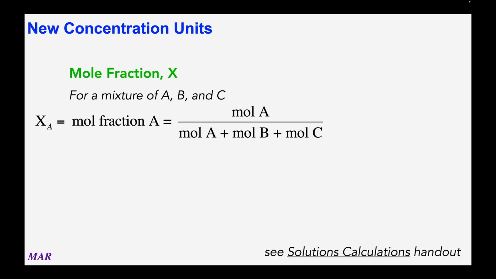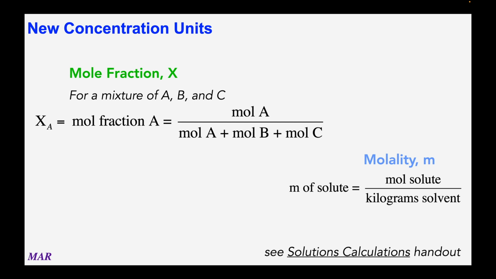The first of our new concentration units is called mole fraction. And mole fraction, for example, if you have a solution of A, B, and C, for example, acetone, ethanol, and water, and you wanted to find the mole fraction of the acetone A, then you would take the moles of acetone, put that in the numerator, and then in the denominator, you'd put the total moles. So it would be moles of acetone plus moles of ethanol plus moles of water. So it is literally a fraction, all right? It's not a percentage, it's just a fraction, and it's moles of what you're looking at divided by total moles, essentially.